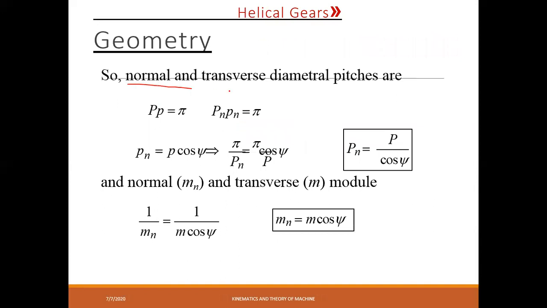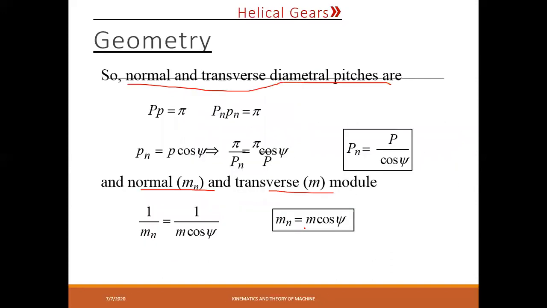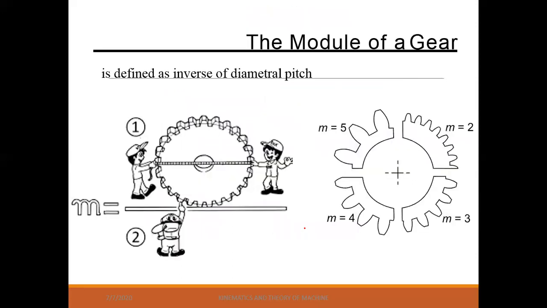Now, the normal and transverse diametral pitches: P p is equal to pi, means Pn into pn is equal to pi also, right? So that's for Pn is equal to P cos psi. That's why pi upon Pn is equal to pi upon P cos psi, right? So for the normal module and transverse module, 1 upon mn is equal to 1 upon m cos psi. So we can get mn is equal to m cos psi, right? Which is defined as inverse of the diametral pitch.